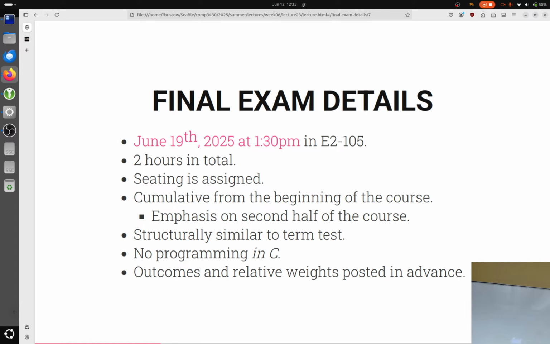As with the term test, I'm going to post a news item on the course webpage that lists the learning outcomes and their relative weights in advance of the final exam. I'm going to do my very best to do that by the end of the day tomorrow. I can't promise that, but for sure by the end of the day on Monday, to give you a little bit of guidance on how to focus your efforts when preparing for the final exam. This is up on the course webpage, so you can find it there.